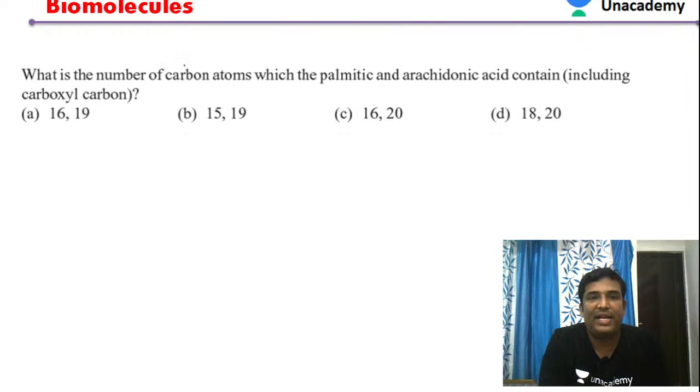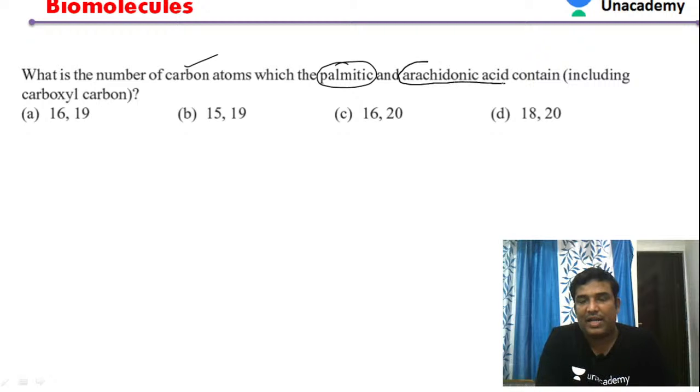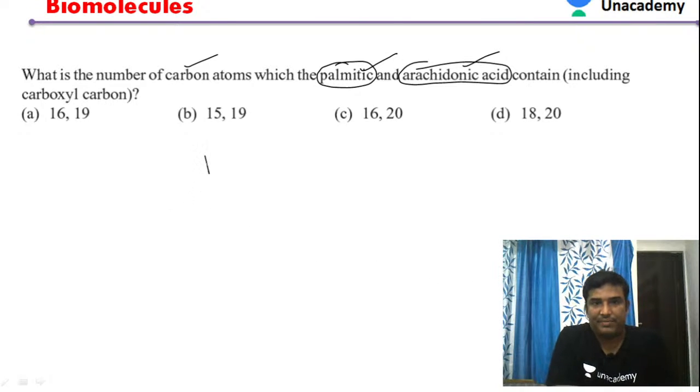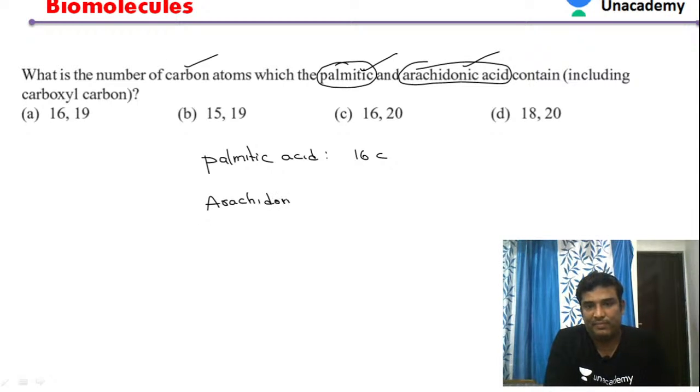Next question, students. How many carbons are present in palmitic acid and arachidonic acid? If you see palmitic acid, it is a 16 carbon fatty acid. It is made up of 16 carbons. If you see arachidonic acid, it is made up of 20 carbons.